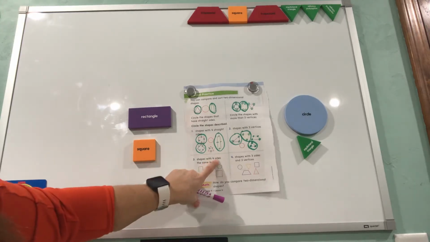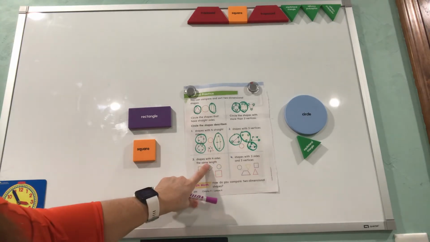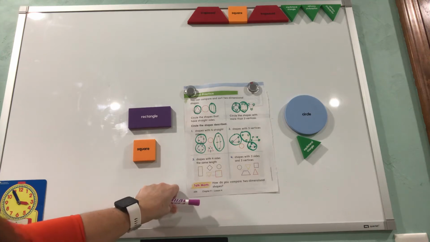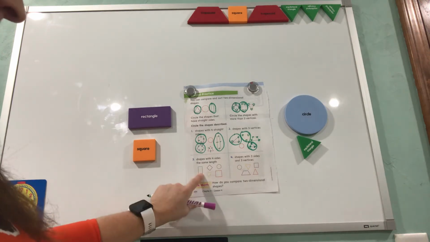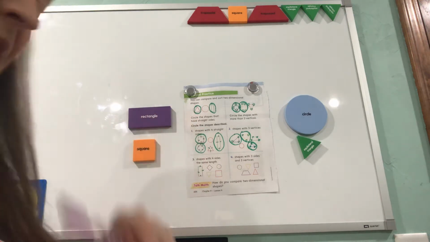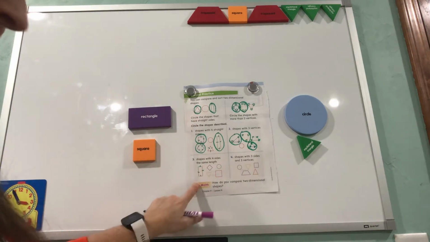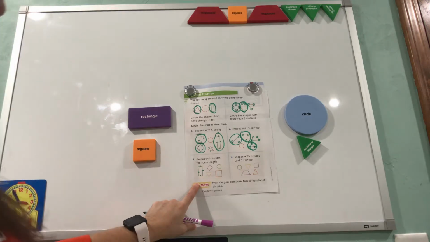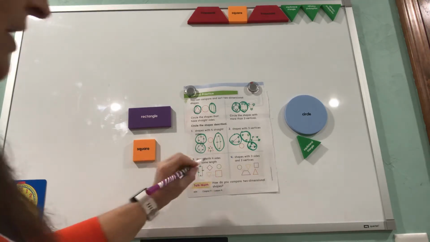Shapes with 4 sides that are the same length. This one I'm going to have to think about a minute. So when I look at my first one, 1, 2, 3, 4. It has 4 sides, but are they all the same length? No, so I can't circle that rectangle.